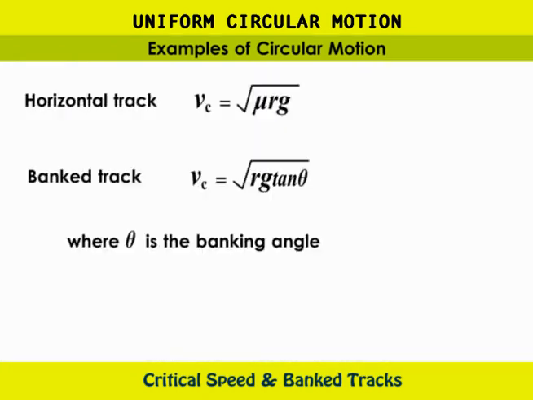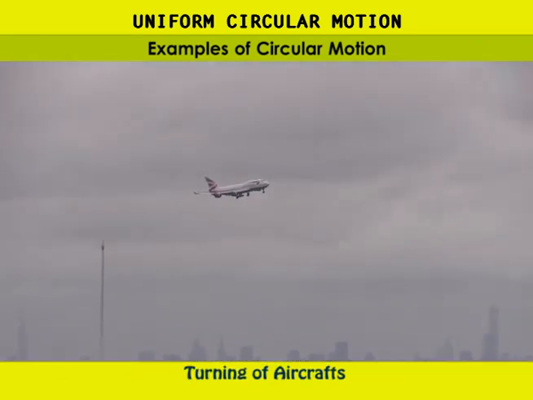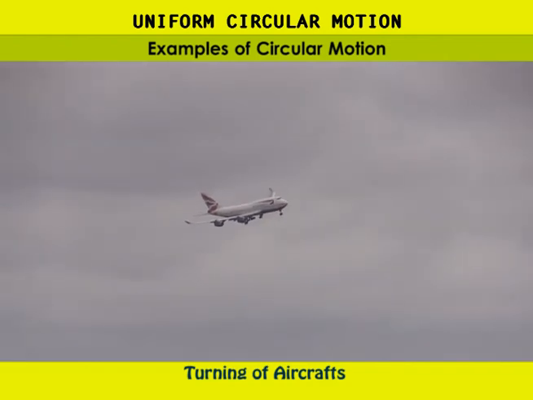And so for a horizontal track, critical speed Vc is equal to the square root of mu rg. And for a banked road, the critical speed Vc is equal to the square root of rg tan theta. The turning of aircraft in air is made possible by the gradual lowering of the wing on one side. This makes use of some component of the lift force to provide the necessary centripetal force to enable the aircraft to move in a circular path.